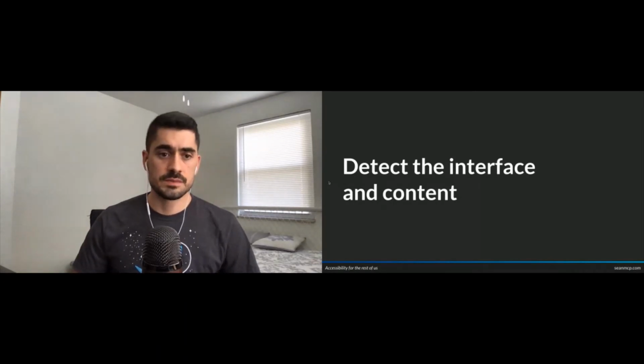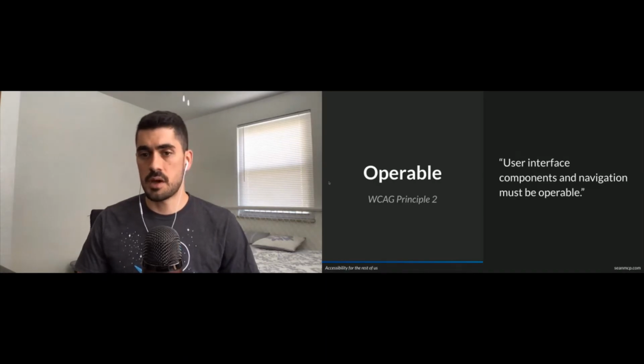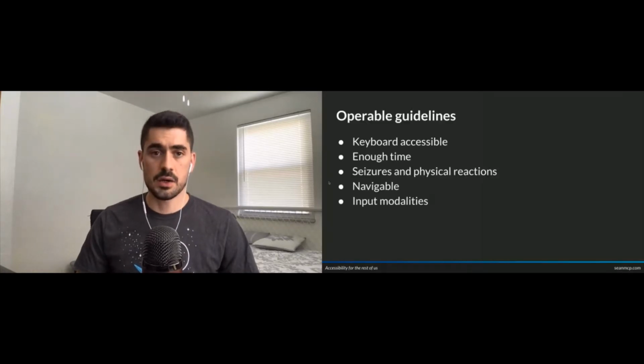The next principle is operable. User interface components and navigation must be operable. Some people use a mouse to interact with their computers, their thumb on a smartphone, a keyboard, eye tracking, or other assistive technology. To accommodate all users, we need to ensure that our apps can be used with multiple forms of interaction. And the big guideline here is keyboard accessibility.